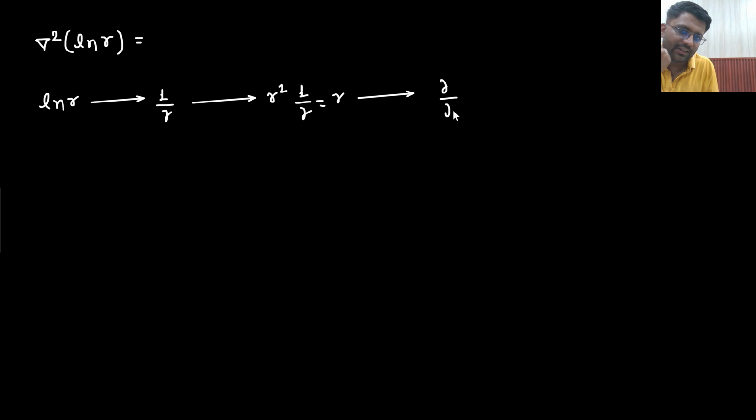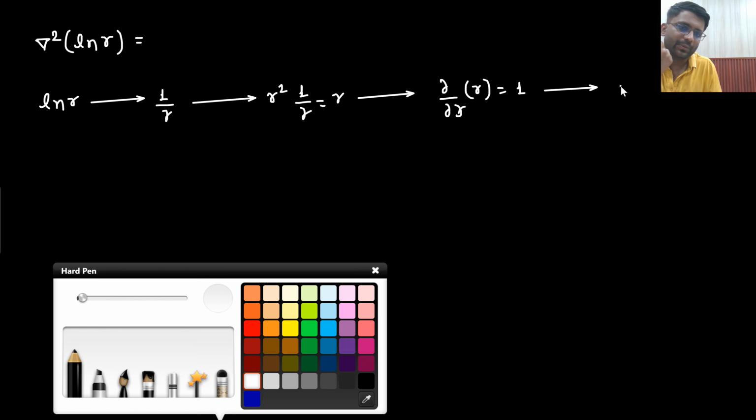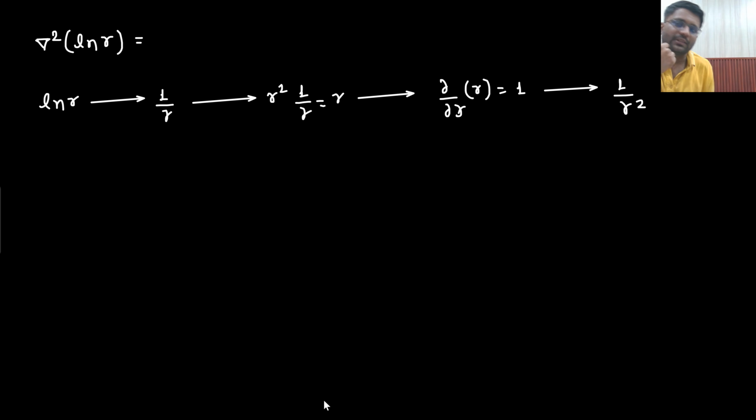So I will again differentiate it with respect to r. What answer will I get? 1. And then I will divide by r square. So what will be the answer? 1 by r square will be the answer.